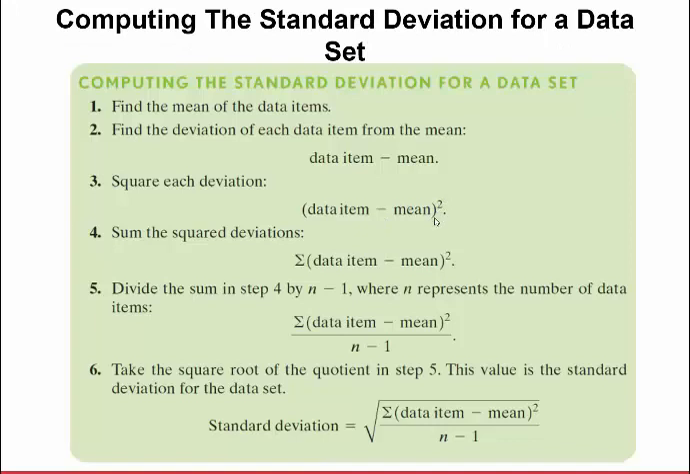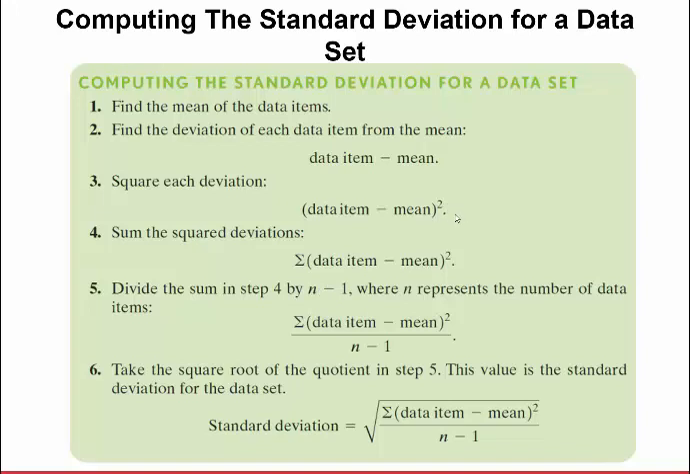So we square them to make them positive. Then we sum up the deviation squared, so the values we just found. Then you divide that sum that you just found in step 4 by n minus 1. So n represents the number of data items. So if there's 4 data items, 4 minus 1, you would divide by 3.